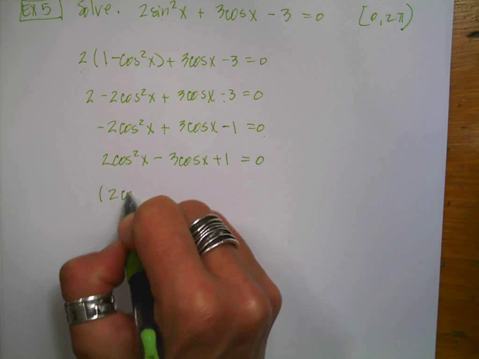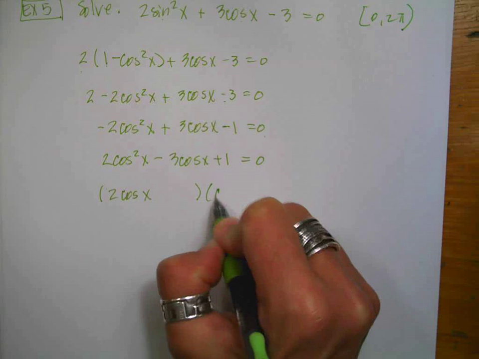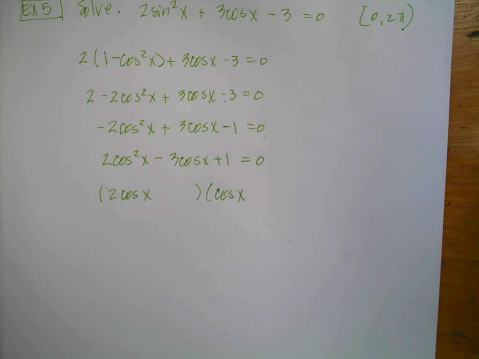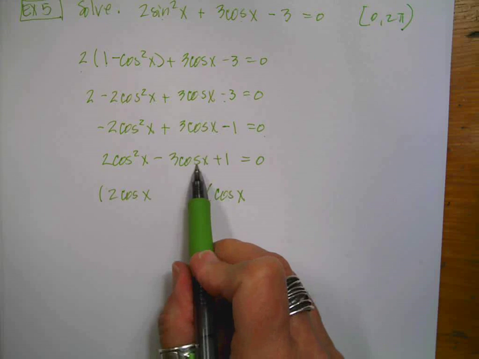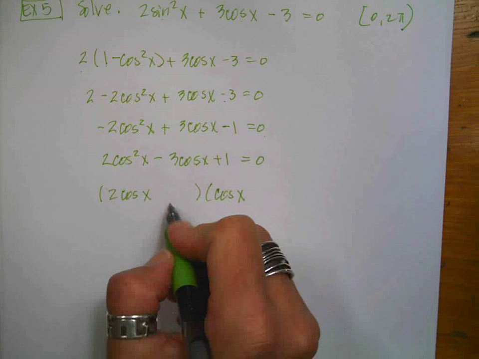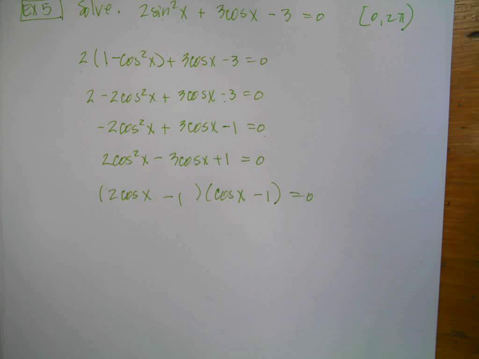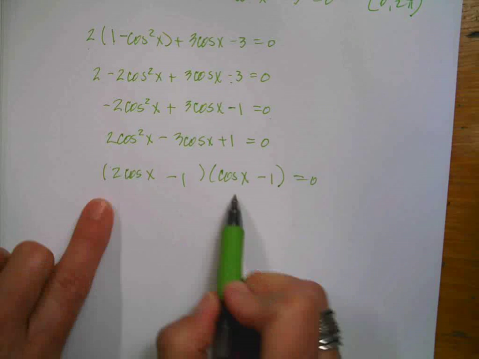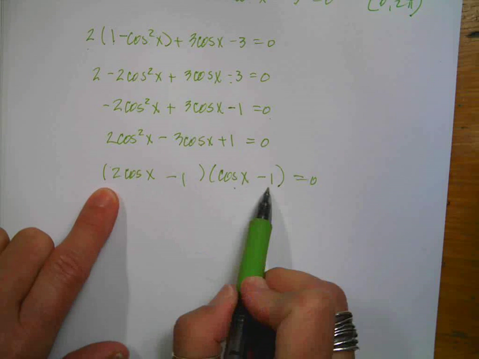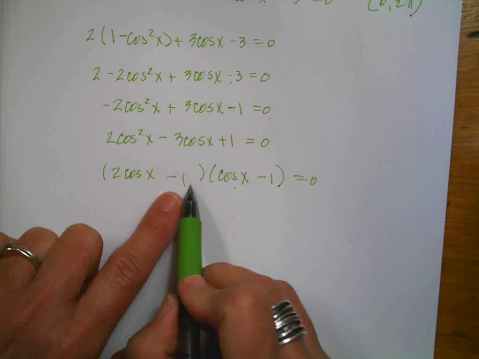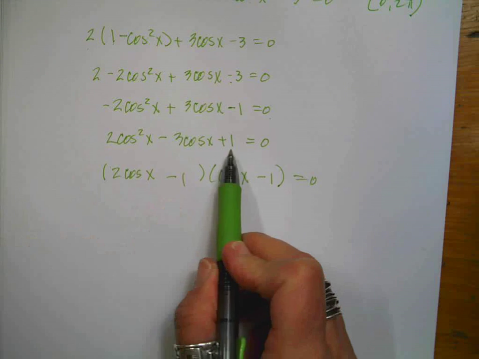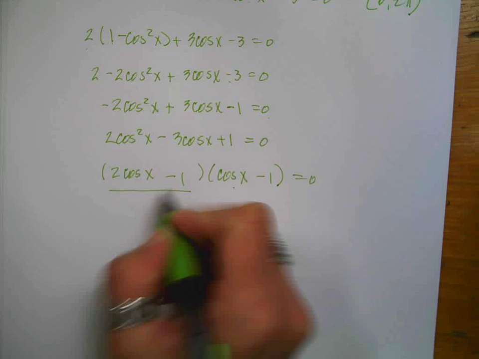So this is going to factor to be 2 cosine of x, and then here's my cosine of x. I need a negative 3 in the middle, so that means both of these have to be negative, so I'm going to do a negative 1 and a negative 1 equals 0. If I check, this is 2 cosine squared x. This is a negative 2 minus 1 is a negative 3, negative, negative, positive.